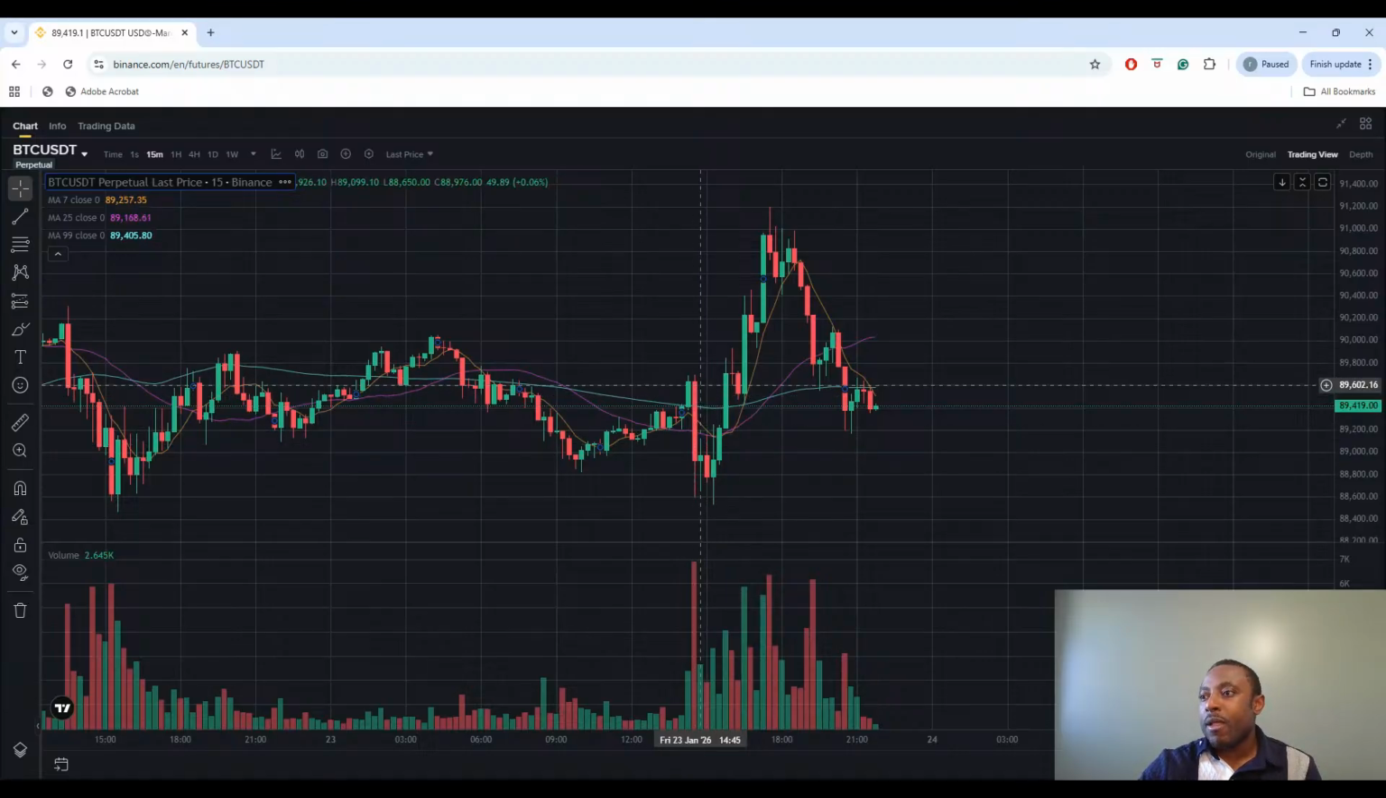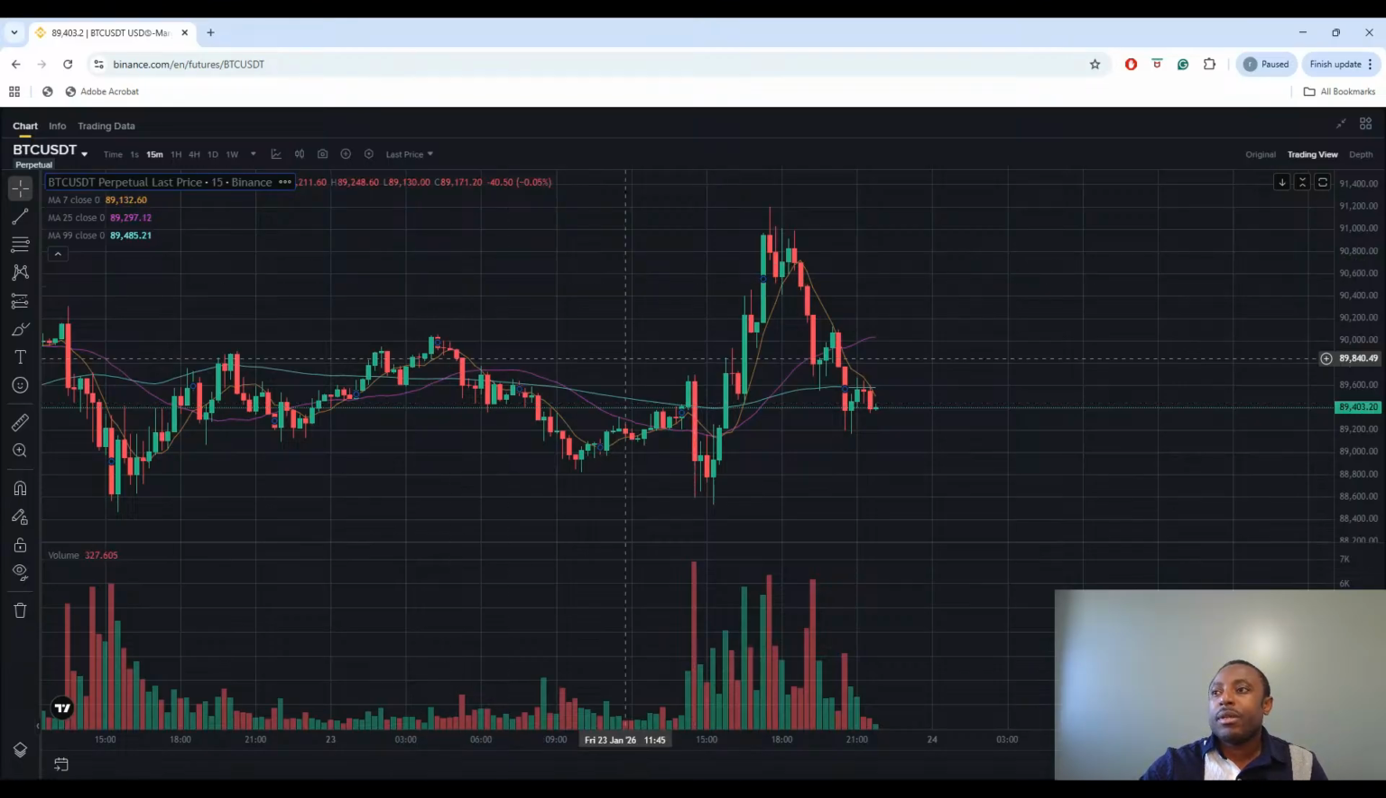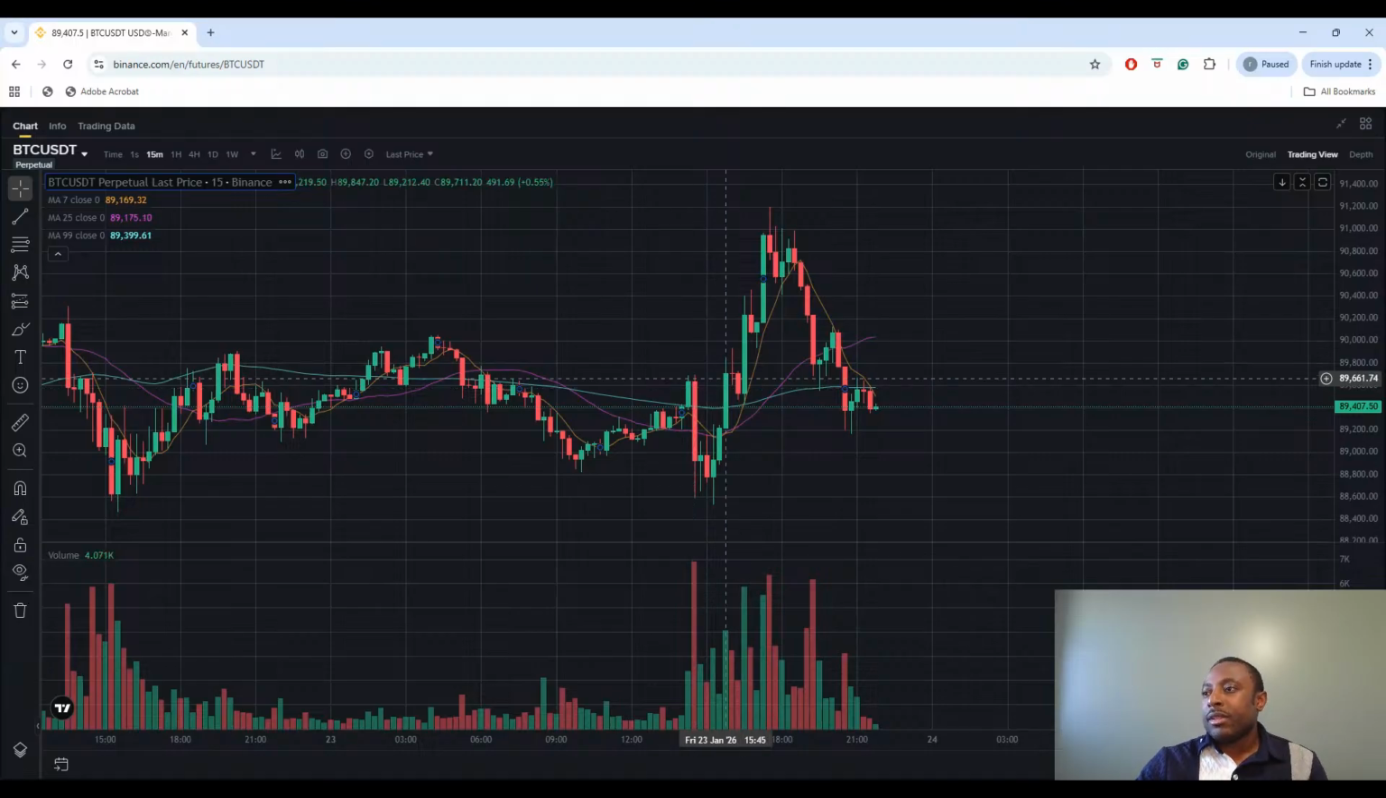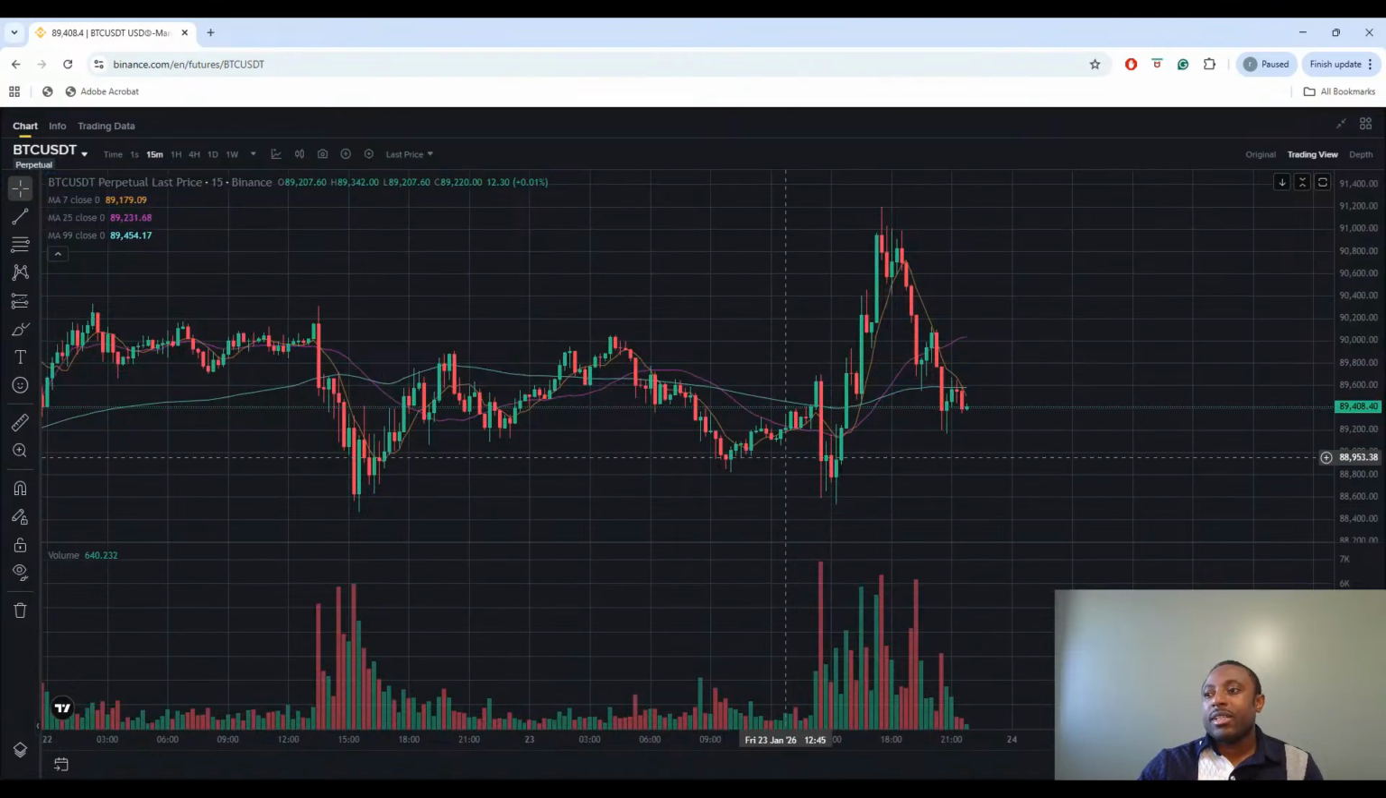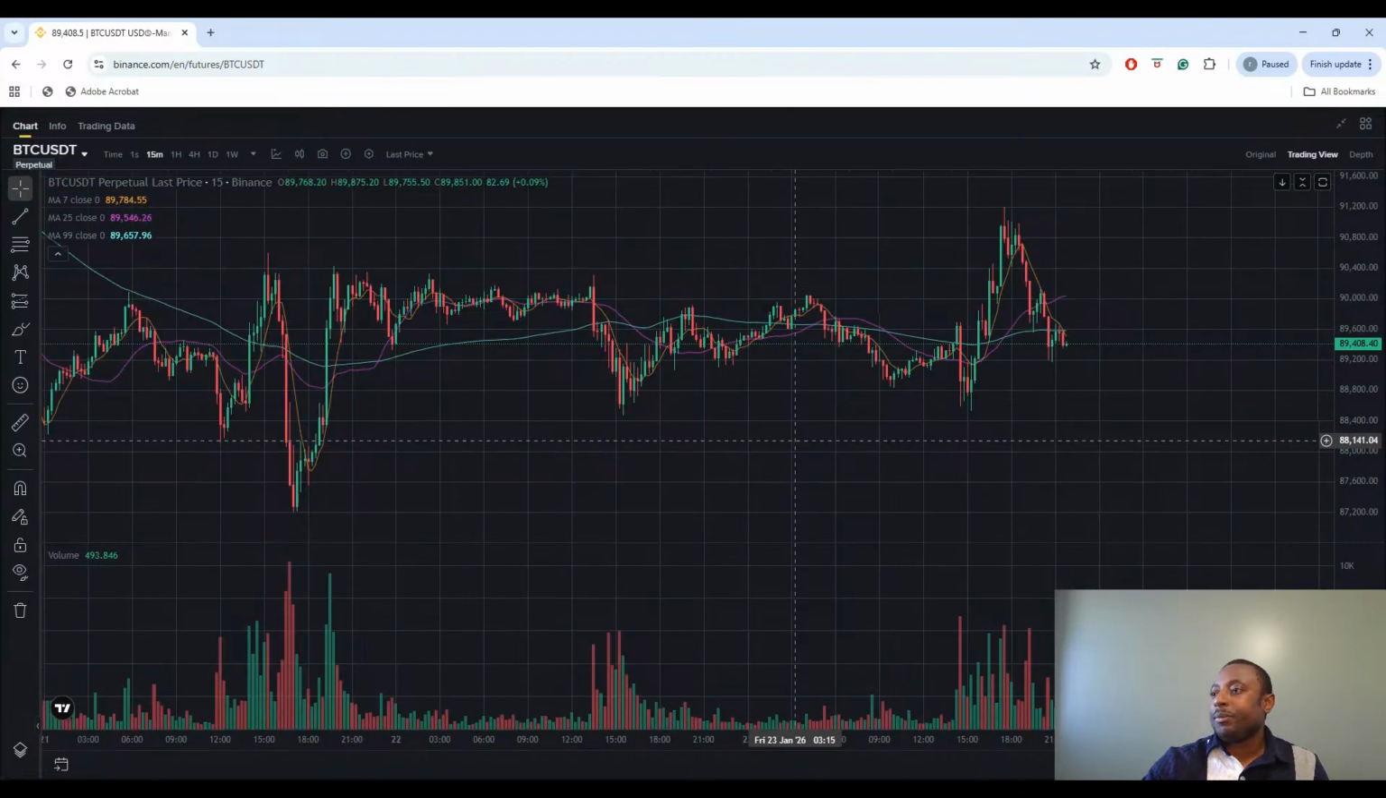So if the price reduces, let's say it opened here, in this candle about 89.6, you see it closed around 88.9, so 88.926. You see that there was a reduction in price, a more than $700 reduction. And if it's green, it means there was an increase in price.